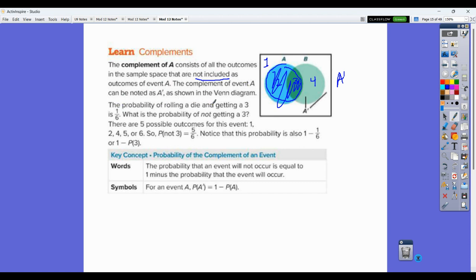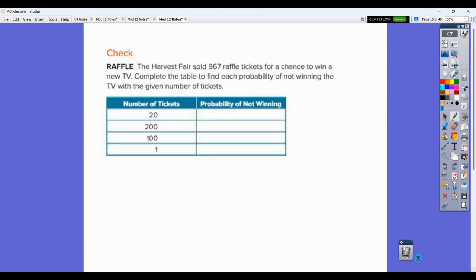The probability of rolling a die and getting a 3 is 1/6. What's the probability of not getting a 3? So everything other than that, there's 5 possible outcomes. So that would be 5 out of 6. Okay, or you can also do it as 1 minus the probability of getting the A that's in there. So that's what you're seeing as that complement and the probability of a complement. And we'll work through some of those too.